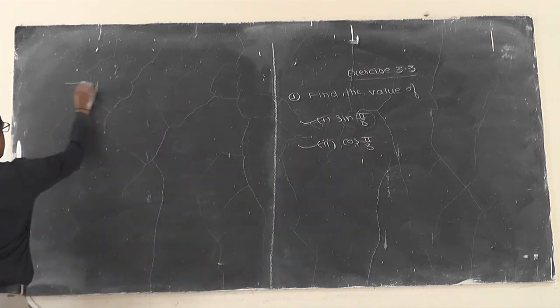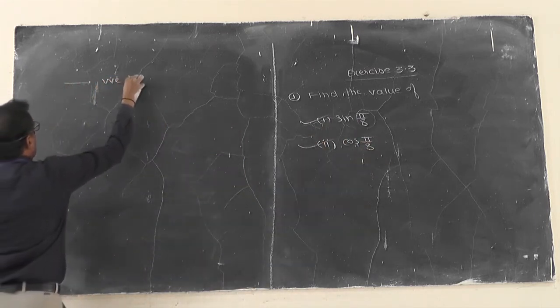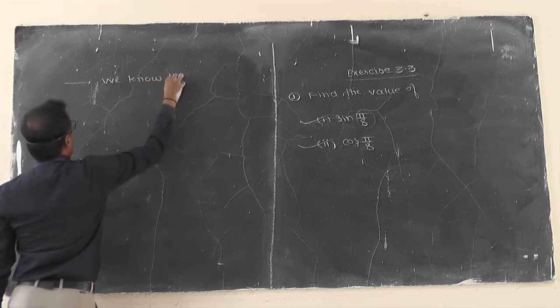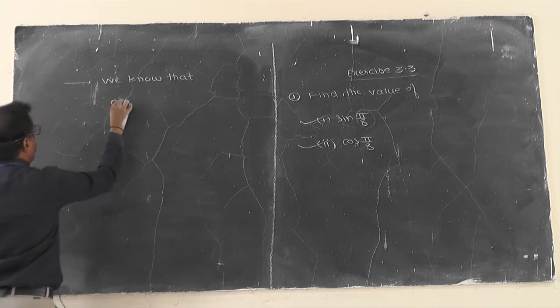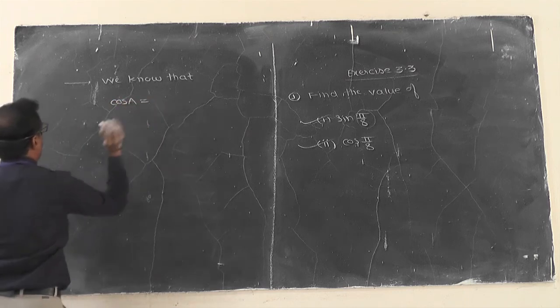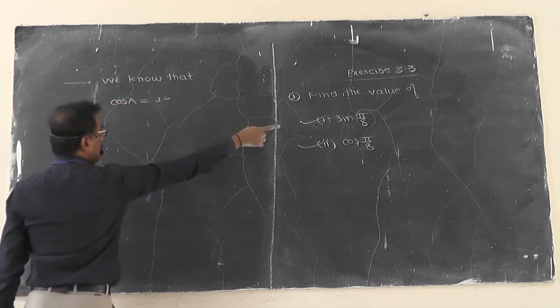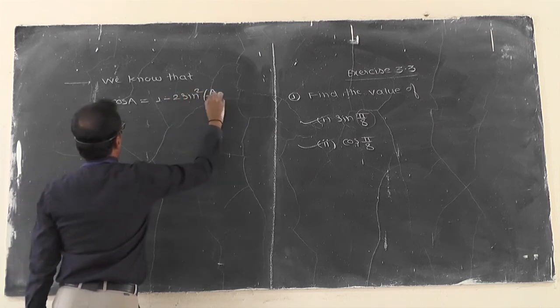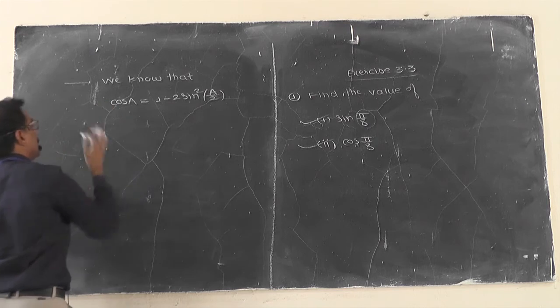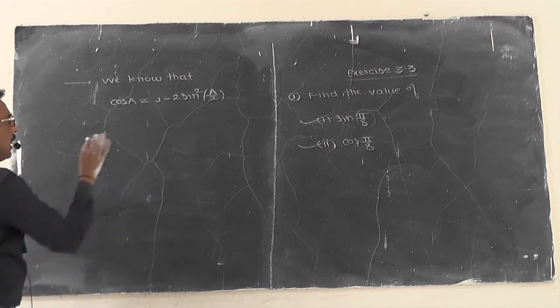Very first, I think you know this formula. We know that. I want the formula in cos formation. What is the half angle formula for cos A? It is 1 minus, I want it in sin formation, 2 sin square A by 2. I think this is already derived. These formulae are called half angle formulae.